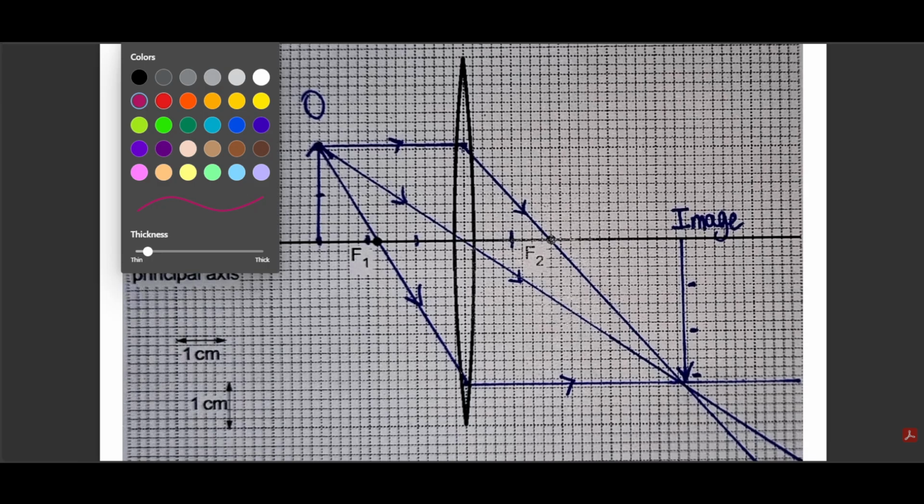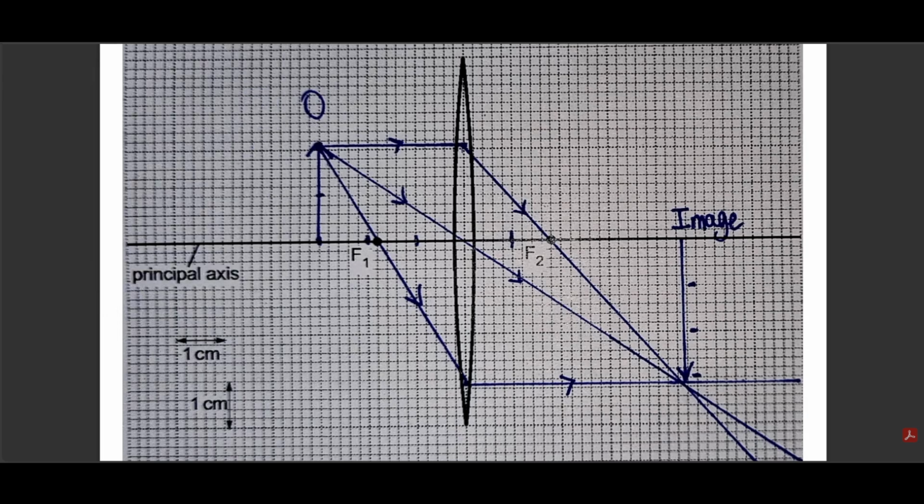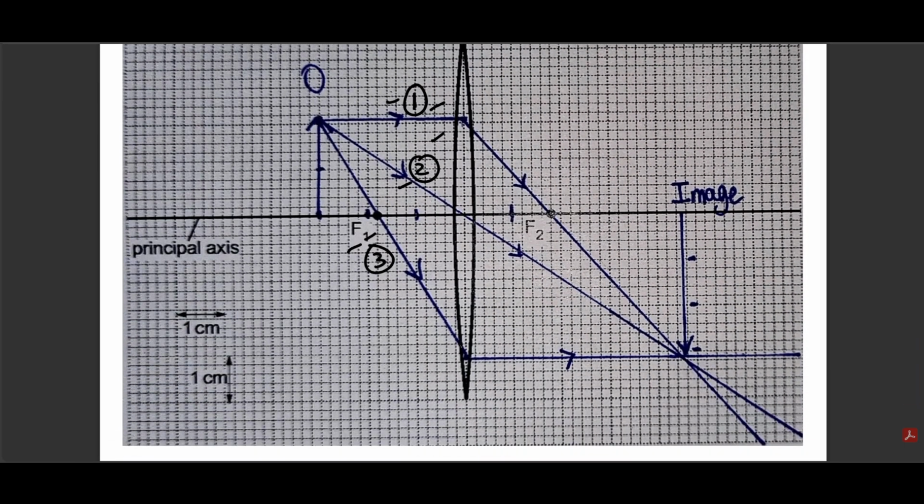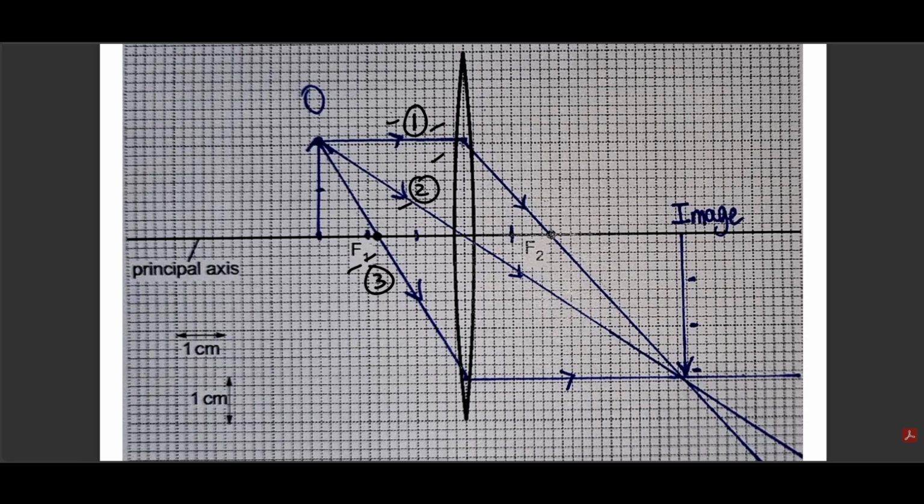Now, in that part, he hasn't mentioned to draw all of these lines. For one part in which you have to draw 2 rays, there is ray number 1, ray number 2, and ray number 3. You can draw any 2 rays from these 3 rays to represent where the location of the image would be. Choose 1 and 2, 2 and 3, or 1 and 3. Your choice. The second mark for this part says draw 2 rays, and then another arrow to show where the image is. So you don't have to draw all 3, only 2 out of these 3 options. I've done this for you guys.